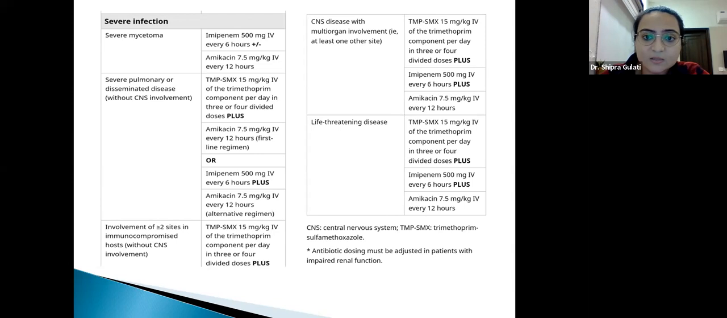Coming to CNS disease with multi-organ involvement, ceftriaxone 15 mg per kg IV in 3 to 4 doses along with imipenem along with amikacin. Life-threatening disease, ceftriaxone 15 mg per kg IV in 3 to 4 doses along with imipenem 500 mg IV every 6 hourly and amikacin 7.5 mg per kg every 12 hours.